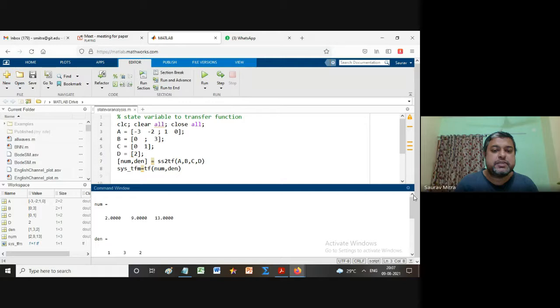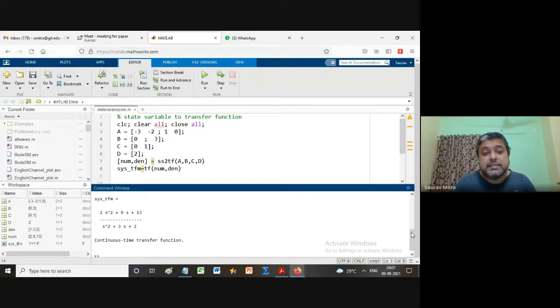It is called the state space method or state variable method, both are the same. So state space to transfer function, provided the ABCD matrices are given to us. In that case, we are defining what will be the numerator and what will be the denominator of the transfer function. The numerator is actually 2s square plus 9s plus 13, and the denominator is s square plus 3s plus 2. The last line, sys_tfm, where tfm stands for transfer function model, gives you 2s square plus 9s plus 13 over s square plus 3s plus 2.